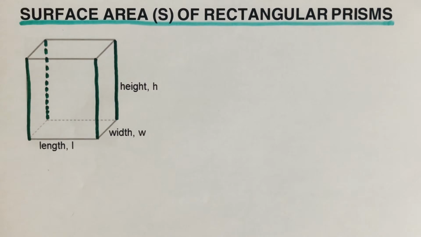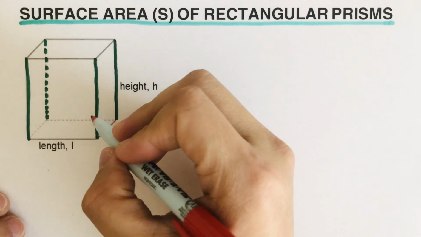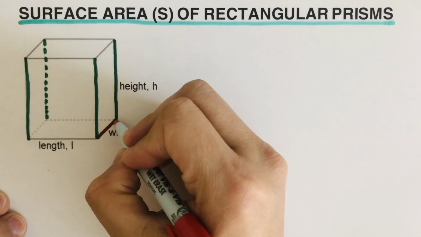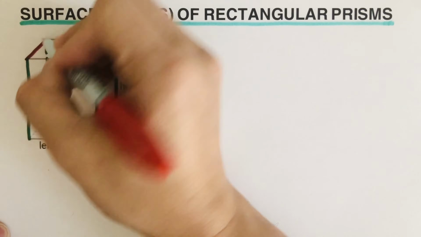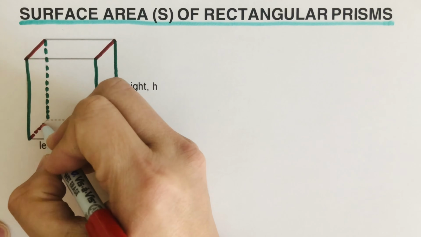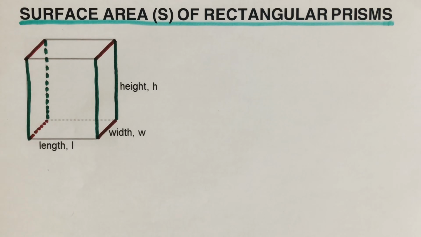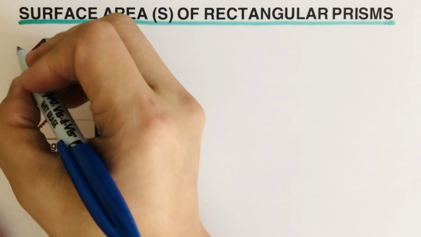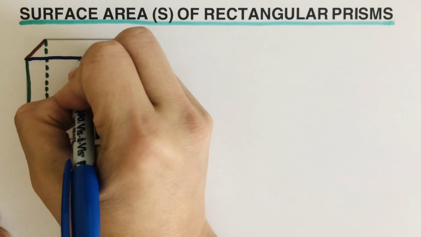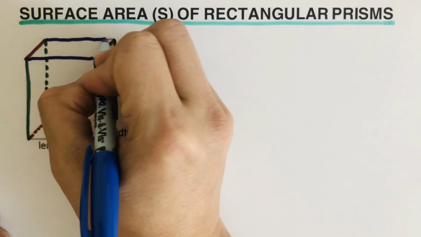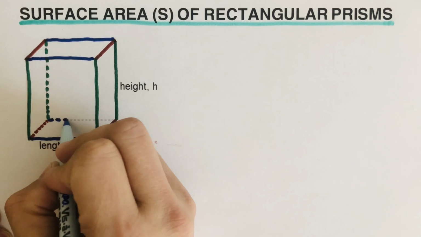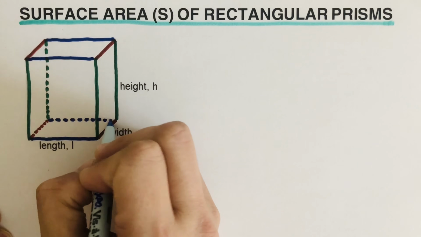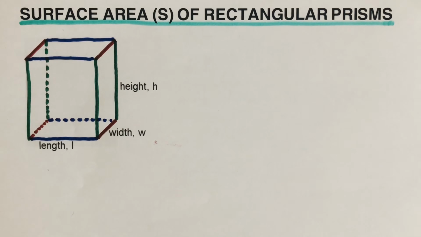Now we will use red for the width. There are going to be 4 widths here. That's the first one, that's the second one, this is the third width, and this is the fourth one, which is located at the back, so it's a broken line. And I'm going to use blue for the length. These are the lengths of this rectangular prism. This one is going to be a broken line because it's located at the back of this solid.